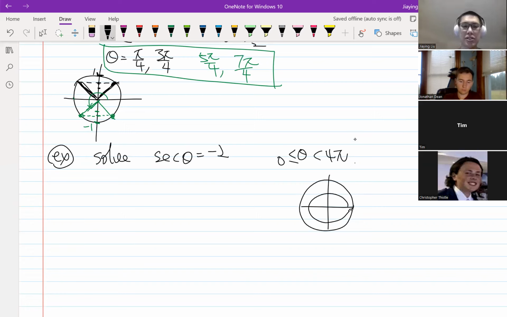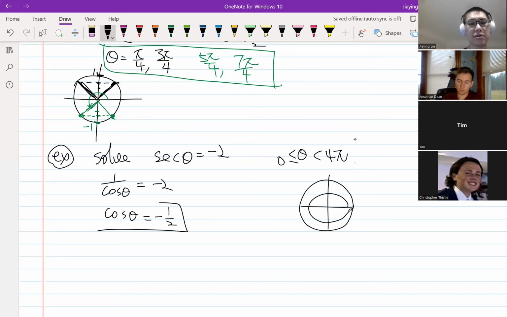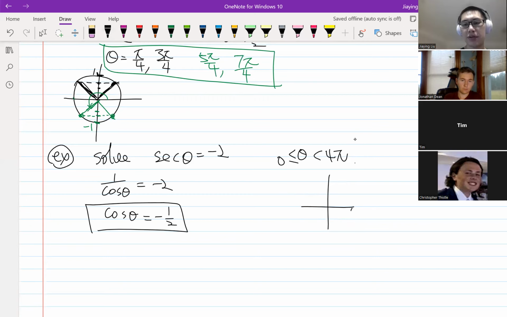Well, I don't like secant, so I'm going to rewrite it using sine or cosine. In this case, it'll be cosine. So that means 1 over cosine theta equals -2, and I'm going to flip both sides. So I got cosine theta equals -1/2. Cosine is the x value. So x equals -1/2. Let me erase this on a unit circle. X is -1/2, so it must correspond to those 2 angles.